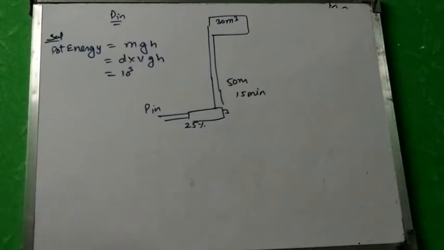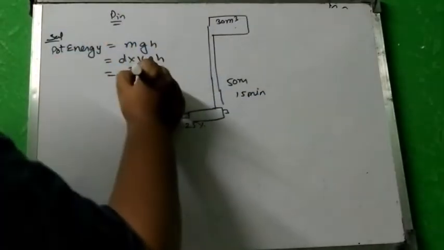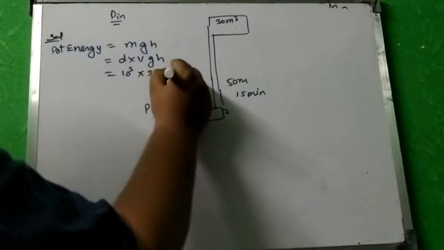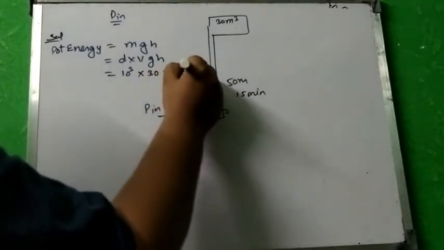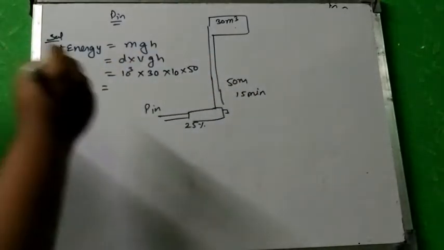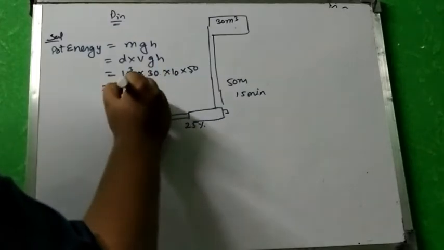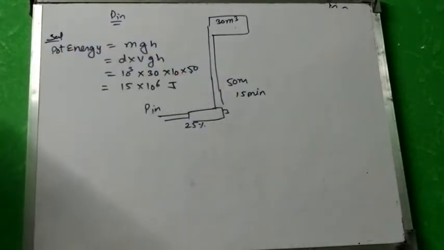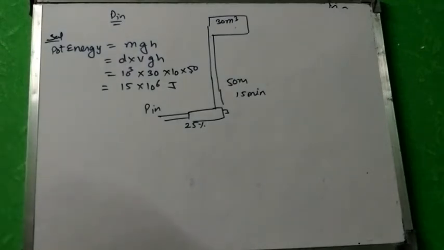Air की density होती है 1 kg per meter cube and density of water is 10 raised to power 3 kg per meter cube. Volume of water stored in the tank is equal to the volume of tank, 30, gravity is 10 and height is 50 meter. So it will become 15 into 10 raised to power 6 joule.